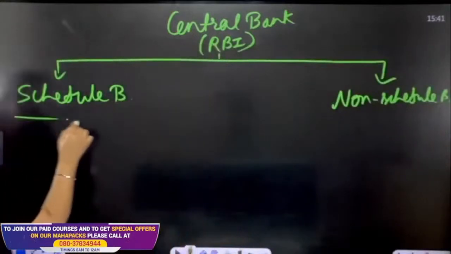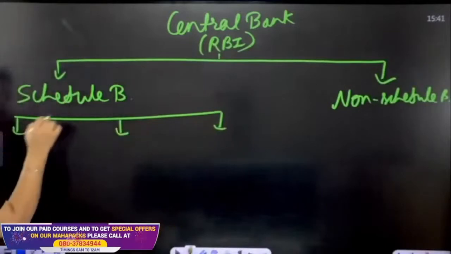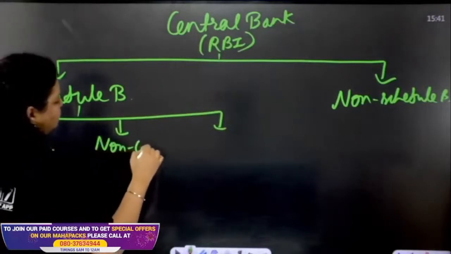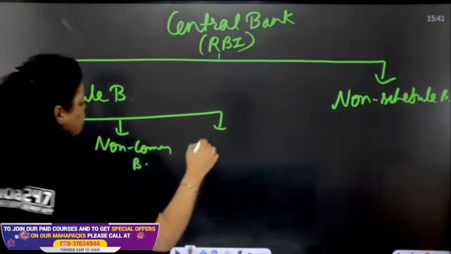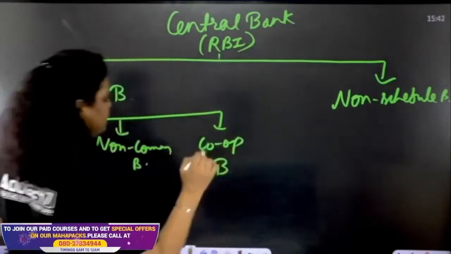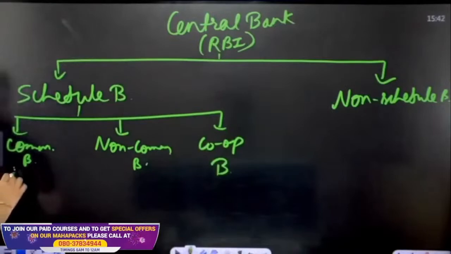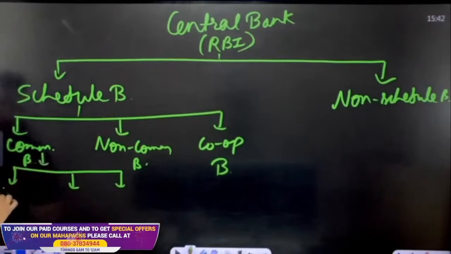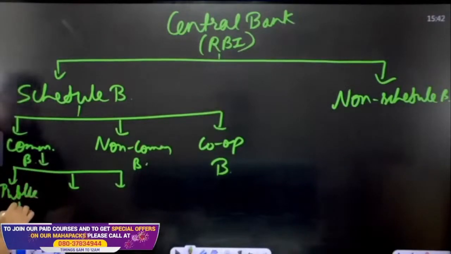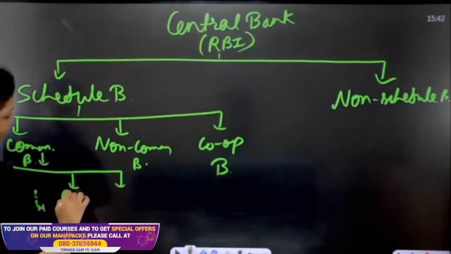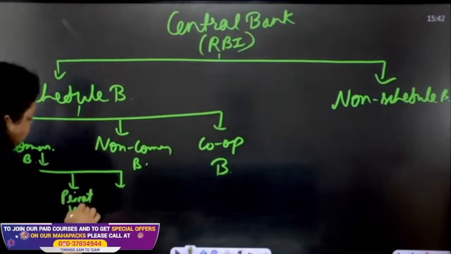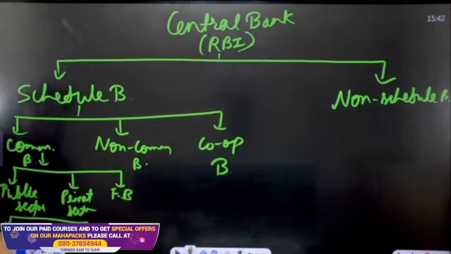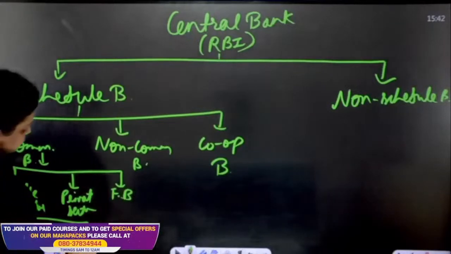Now the scheduled banks are further divided into 3 categories: commercial banks, non-commercial banks, and cooperative banks. Now the commercial banks are further divided into 3 categories: public sector bank, private sector bank, and foreign bank. Now the public sector is further divided into 2 categories. First is State Bank of India, and the second one is nationalized banks.